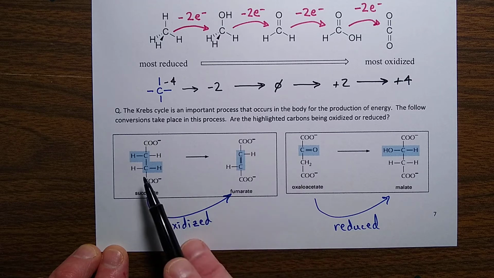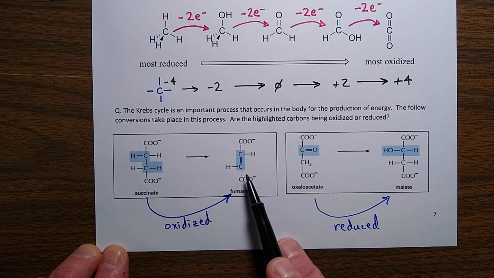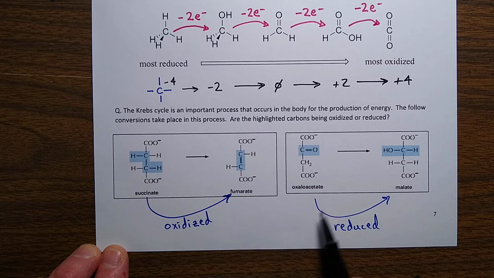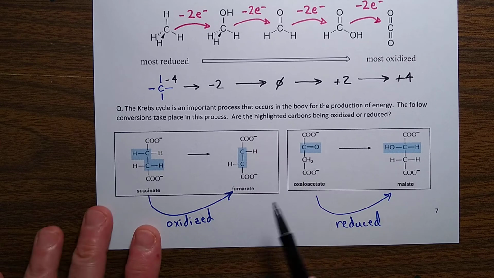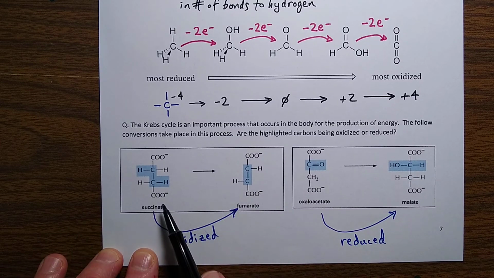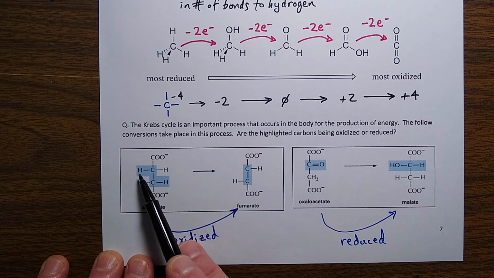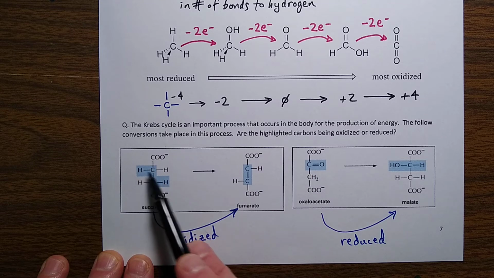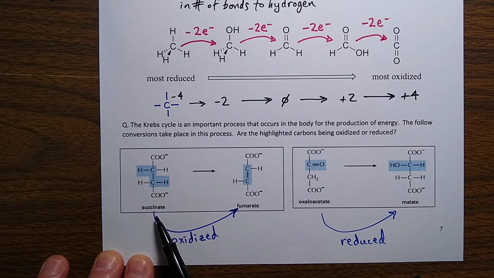So how do you tell, for instance, that this molecule to this molecule is being oxidized, or this molecule, oxaloacetate to malate, is being reduced? How do you tell? Well, if you just look carefully, here we have HCC, they're all singly bonded, in this compound called succinate.